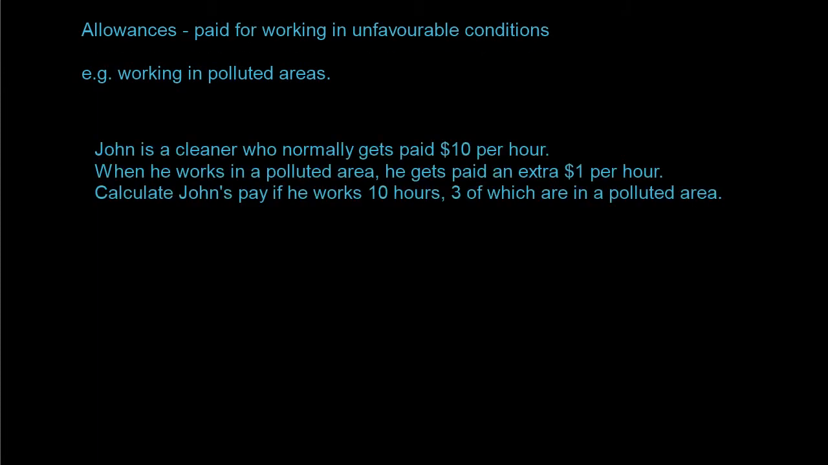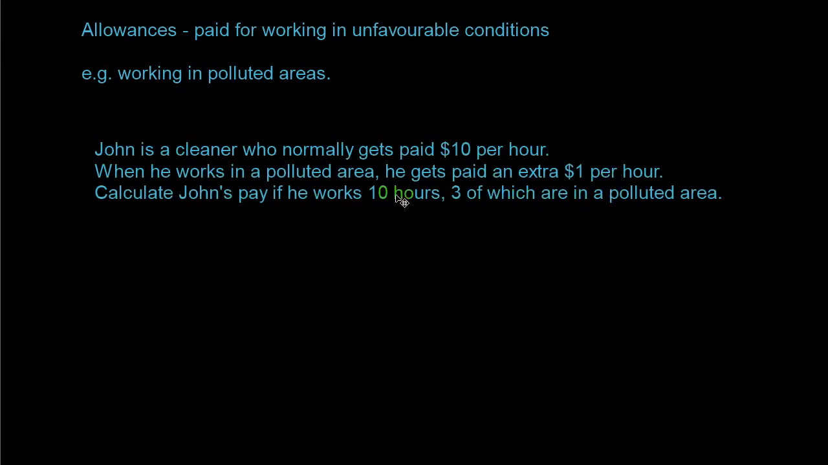Now, another thing that you can get paid for as part of getting paid wages is an allowance. An allowance is just an extra amount of money that they will pay you if you are working in unfavorable conditions. So, for example, if you're a cleaner and you're working in, let's say, a polluted area, then you might be paid an extra amount of money. So let's give you guys that example.